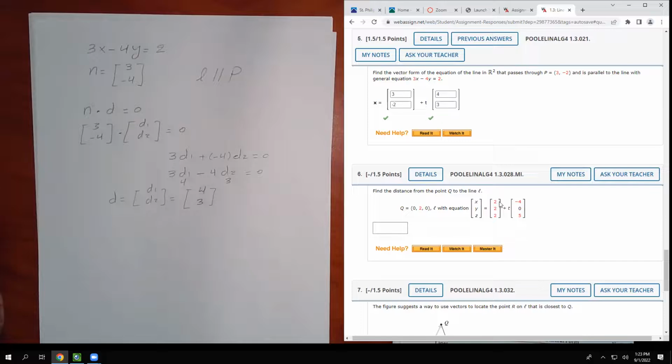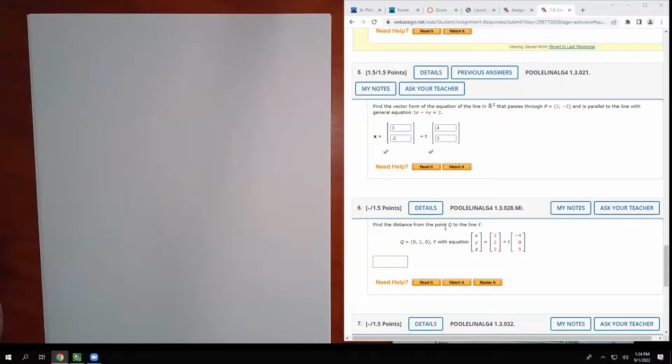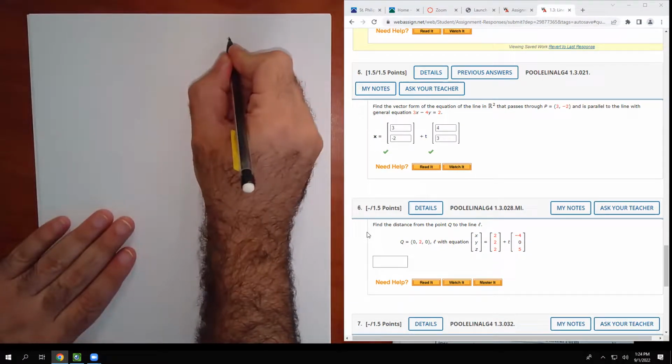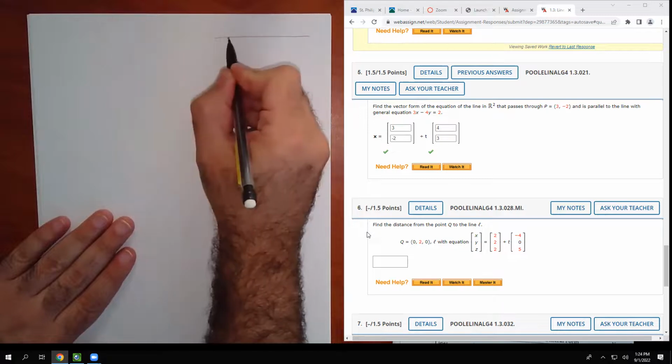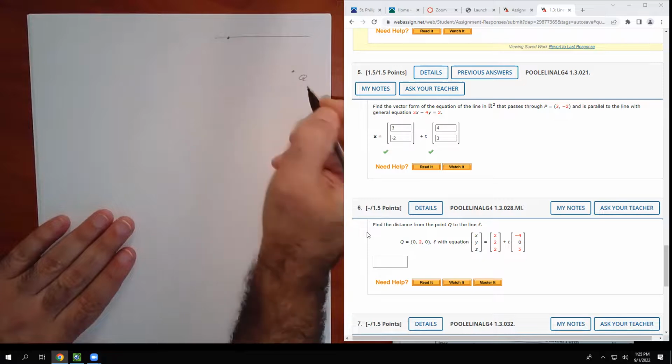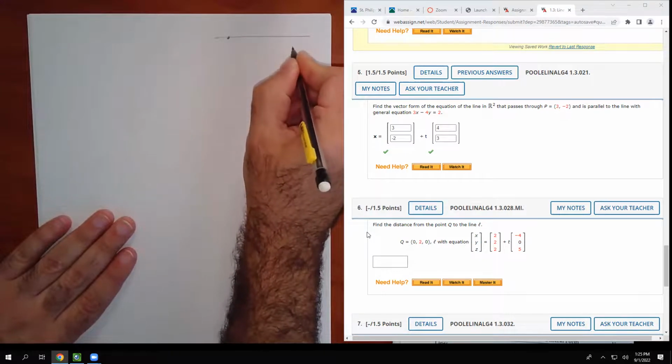Here, we're going to do this as the last one. They ask you, find the distance from the point Q to the line L. This is really important. We're not going to do that in detail, like I'm going to solve all the examples for you. Find the distance from the point Q to the line. So let's say here's a simple graph. Here is the point, here is the line, and here is a point Q. We need to find the distance between this point and the line.